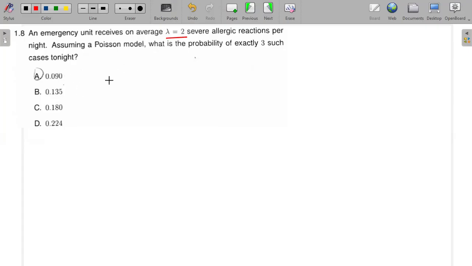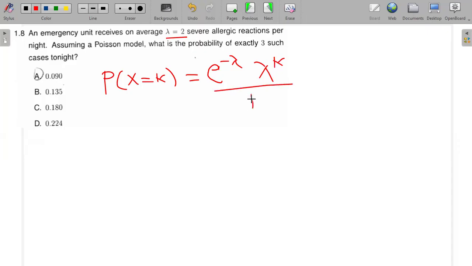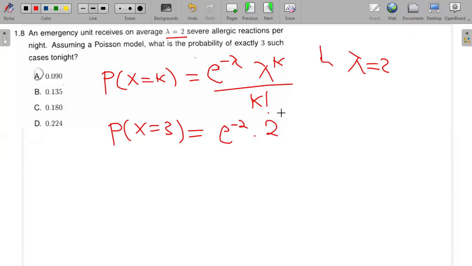So we know that if a random variable X follows a Poisson distribution, then the PMF is P(X = k) equals e to the power minus lambda, times lambda to the power k, over k factorial. Since they have said the probability that X is exactly 3, and lambda has been given as 2, this is e to the power minus 2 multiplied by 2 to the power 3 over 3 factorial.